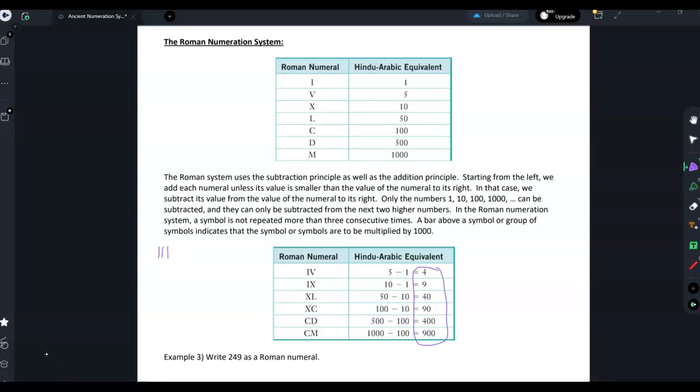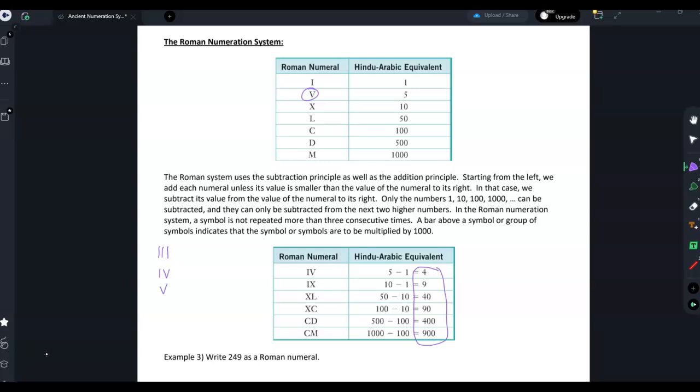So if you catch yourself doing that, you know, wait a second, this is one of those weird ones where I have to subtract. So instead of thinking of 4 as 1 plus 1 plus 1 plus 1, we're going to think of it as subtracting 1 from 5. When you do that, you put the one you're subtracting first. So 4 would be IV. Then the number 5 we know is just a V.